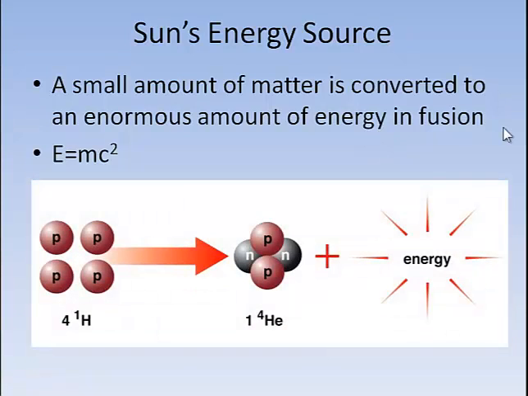Whenever hydrogen atoms fuse into helium, there's a tiny, tiny amount of matter that's lost. And that is equal to a huge amount of energy. So every time these atoms fuse together to form helium, the sun receives a tremendous amount of energy. That's the same energy and the same thing that goes on inside a hydrogen bomb. So every second, it's like millions of hydrogen bombs going off inside the sun.